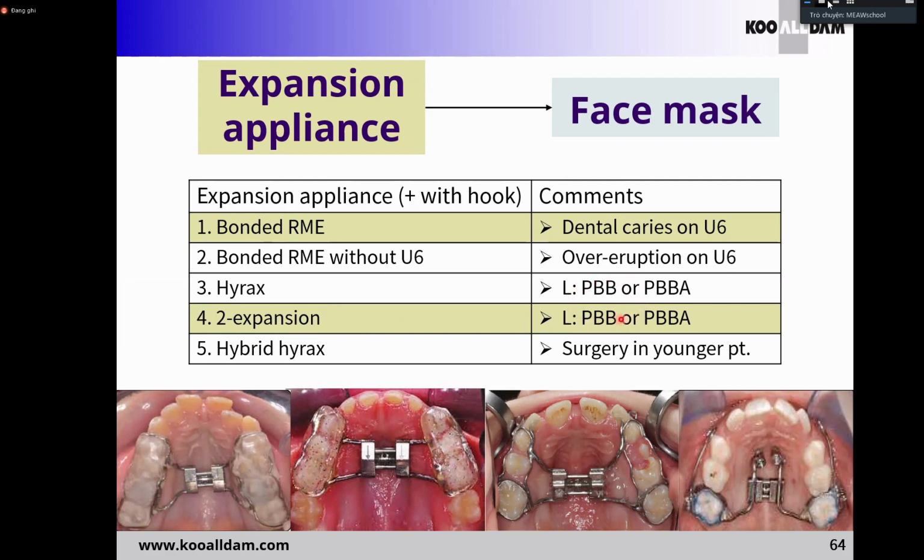When we want this type of expansion appliance, we should use a lower posterior bite block, or posterior PBBA, in the lower arch. Or in some cases, the hybrid Hyrax type, combining mini screw and expansion. However, I don't like this kind of surgery in younger patients.